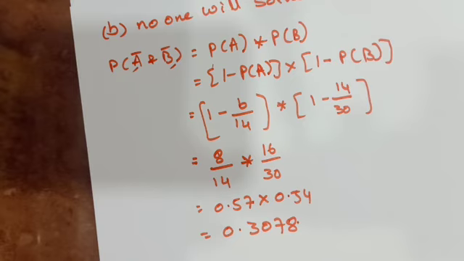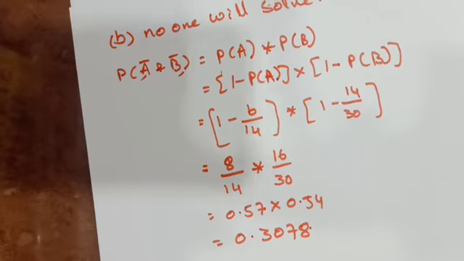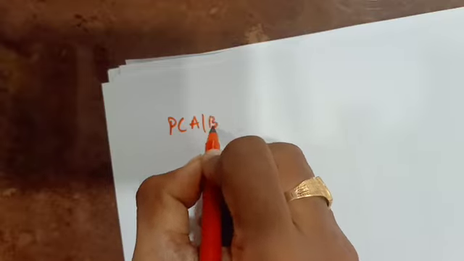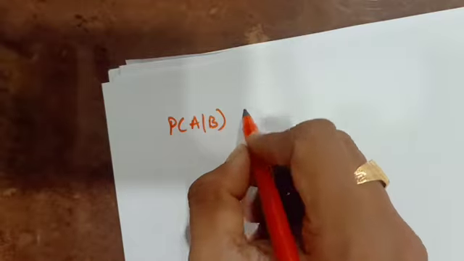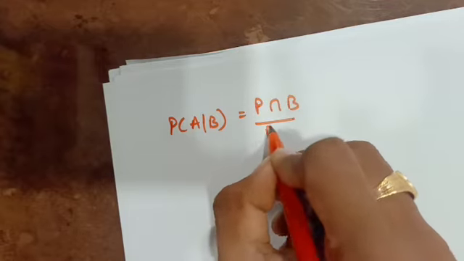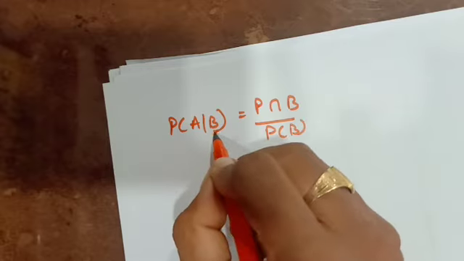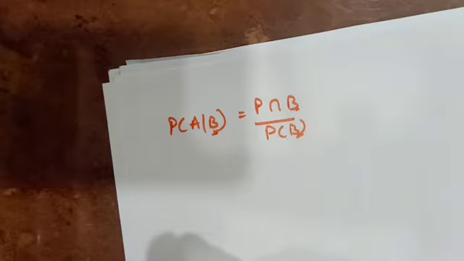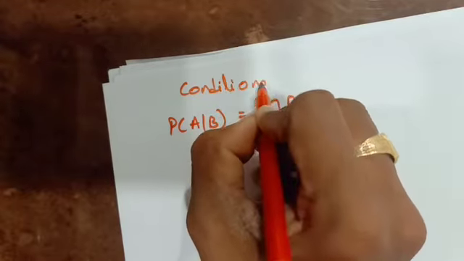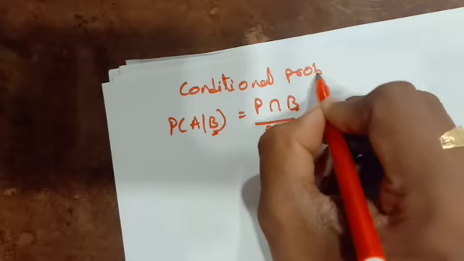Addition as well as multiplication, and we have conditional probability. So we look at the conditional probability rule. P of A given B is equal to P of A intersection B over P of B. Whatever we are calculating, the same thing we get here. So this is an example for conditional probability.